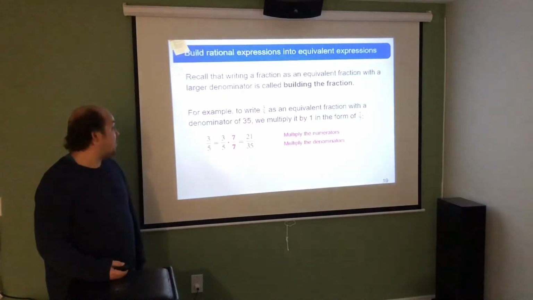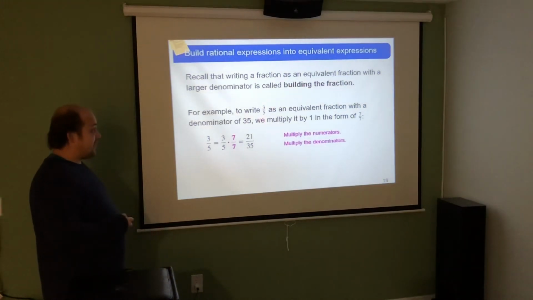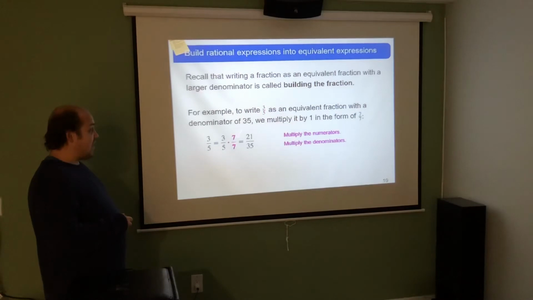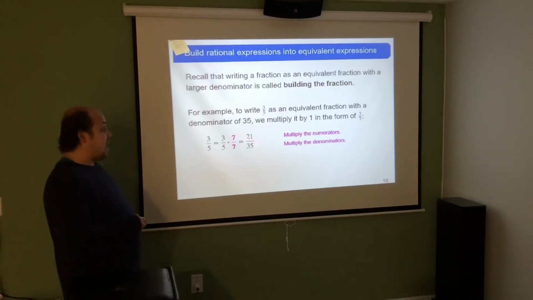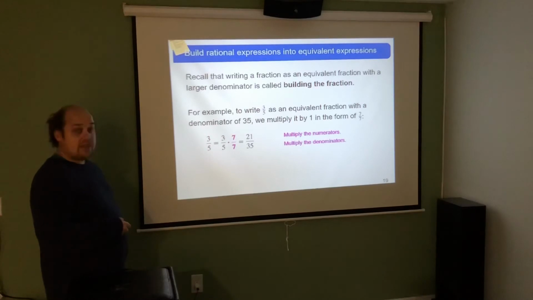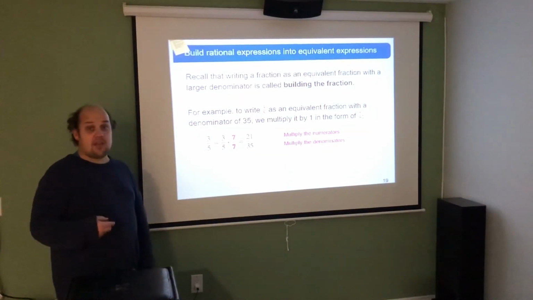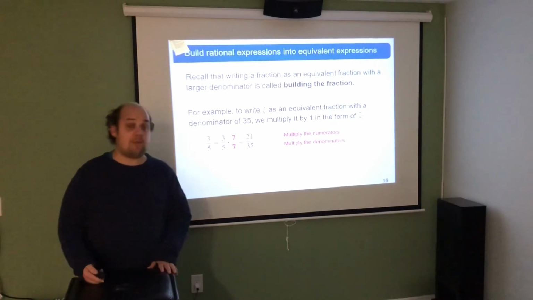So if, for instance, I wanted to write 3/5 as an equivalent fraction over 35, to get from 5 to 35, I'd have to multiply by 7. So I'd want to multiply my 3/5 by 7 over 7. I then get 21 over 35, which is absolutely equal to 3/5, but is written now over 35, so that I can combine it with something else that had a denominator of 35.